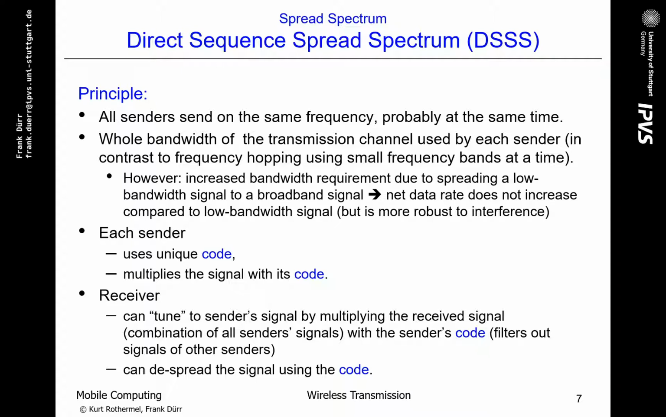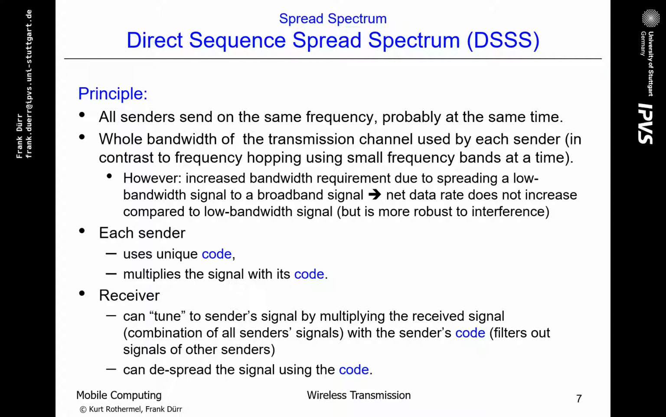Now you could say, okay, now every sender uses the complete bandwidth of the complete channel at a time, so it has possibly a higher data rate. But actually that's not really true. And you will realize that also when you see in the next slide how that's really implemented. What we do here is we spread a low bandwidth signal to a broadband signal. So the net data rate only depends on the bandwidth of the low bandwidth signal. Just by spreading the low bandwidth signal to the broadband signal will not increase the net data rate, because basically we are still sending the low bandwidth signal just converted to a broadband signal.